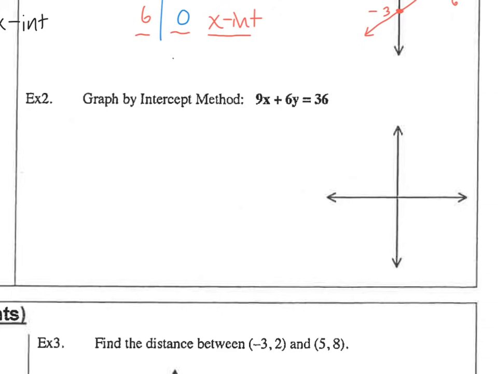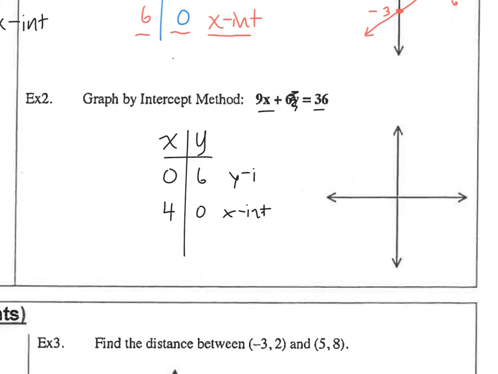I make a T-chart, plug in 0 for x. 0x means 6 goes into 36 6 times. Start all over again. Plug in 0 for y, which means this all disappears. 9 goes into 36 4 times. So now I've got 4, 0. This is my x-intercept. This is my y-intercept. So at 4, 0, I'm here. 0, 6, I'm here. And I can connect and form a line. And I would say that's probably just as easy as converting into slope-intercept form and graphing.